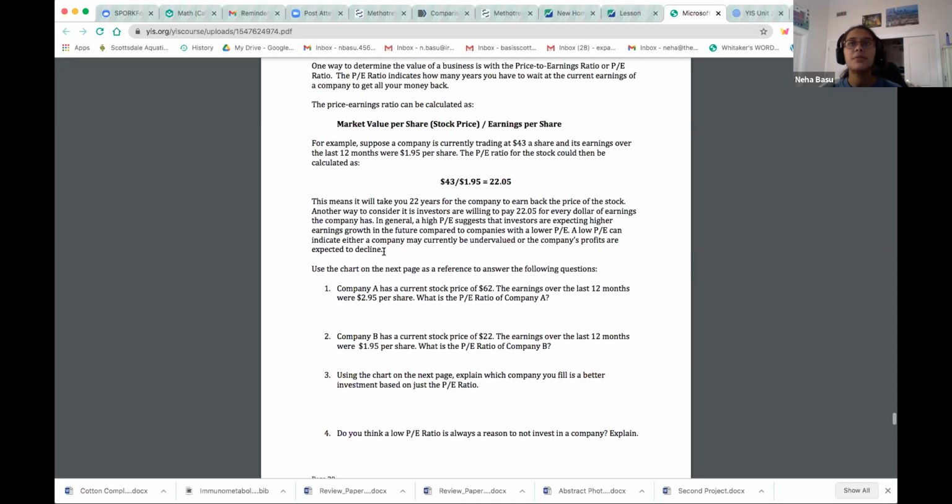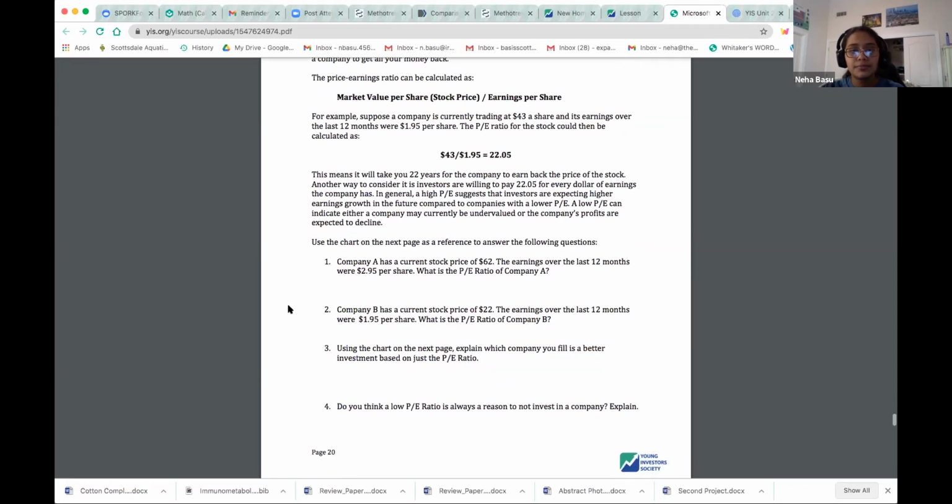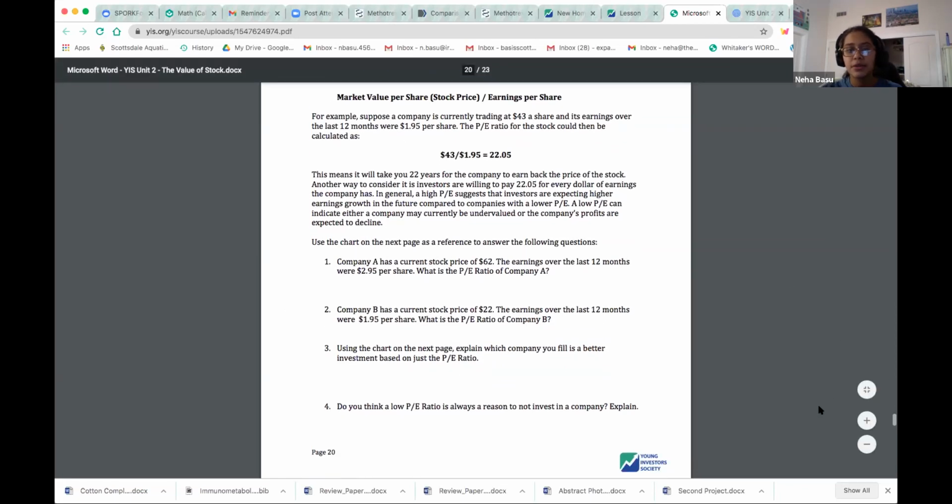Some people may say you want to just find the lowest PE ratio possible because that means a company is undervalued. But just like a high PE ratio can mean either overvalued or growth, a low PE ratio can mean either undervalued or that profits are expected to decline. So you really want to try to find a PE ratio that's average compared to your company's industry. Does anyone have any questions about that, by the way?